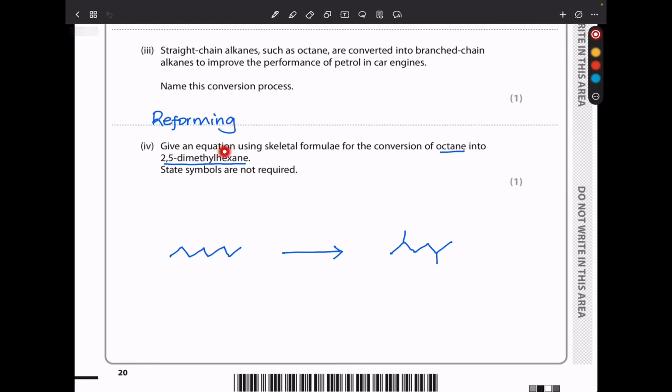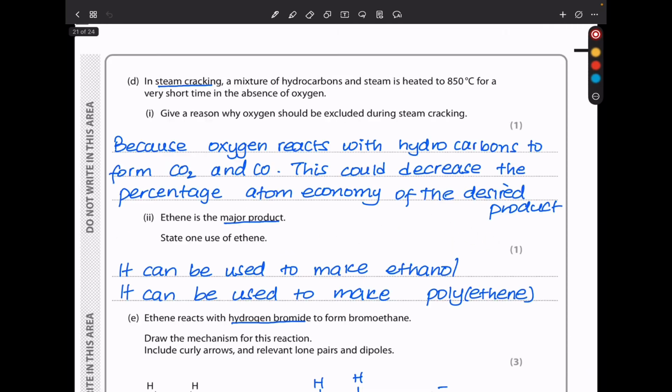And then they say give an equation using skeletal formulae of the conversion of octane into 2,5-dimethylhexane. State symbols are not required. This is octane, 1, 2, 3, 4, 5, 6, 7, 8 carbons. And 2,5-dimethylhexane should have 6 carbons in the main chain, which is 1, 2, 3, 4, 5, 6. And then there is a methyl on carbon 2, which is that, and another methyl on carbon 5, which is that. So this should be your answer.